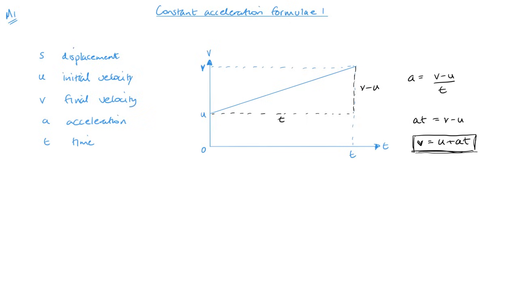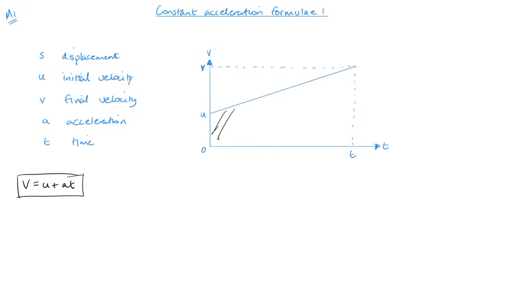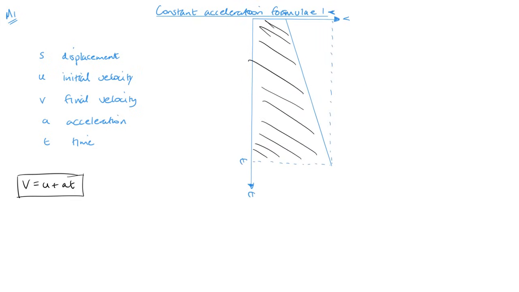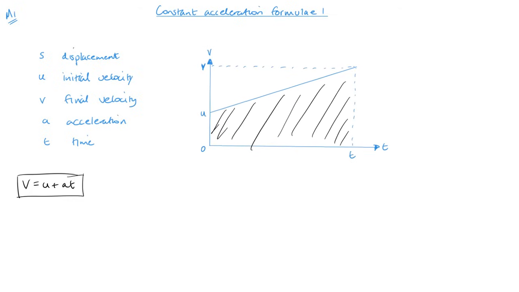Now the second thing that I can get from this graph is the displacement, because that is the area under the graph. So that is this area here. Now this is a trapezium, isn't it? It's kind of on its side, if you will. It looks like that, doesn't it? I'll just pop it back.